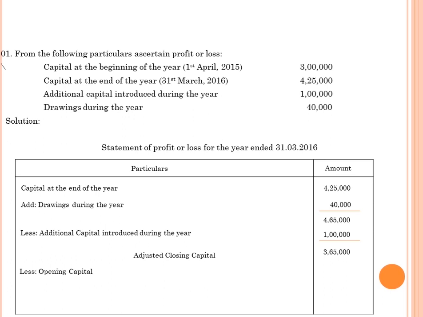Opening capital we deduct out of adjusted closing capital. Okay, what is the balance? The balance we call the profit, 65,000. Once again I recall the format. Capital at the end, add drawings, less additional capital, and the balance we call the adjusted closing capital. Out of adjusted closing capital we want to deduct opening capital. The balance we call the profit or loss.